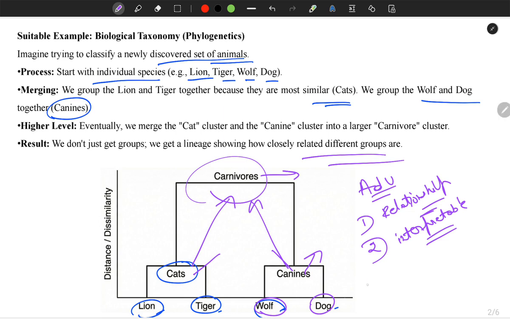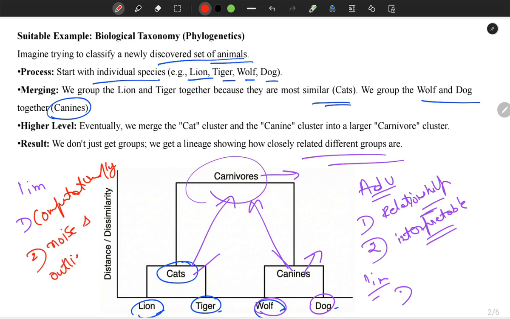The limitation is that they are computationally expensive. Let me write it here. And the second one is that, of course, they are adversely affected by noise and outliers in the data set. So they are adversely affected by noise and outliers, and they are computationally expensive. These two are the limitations that we have in hierarchical clustering.